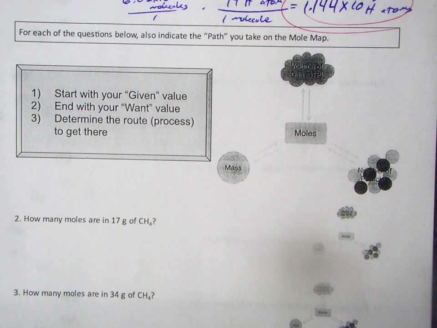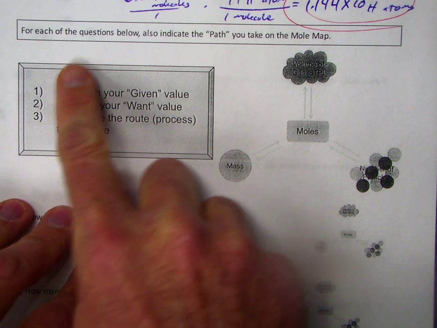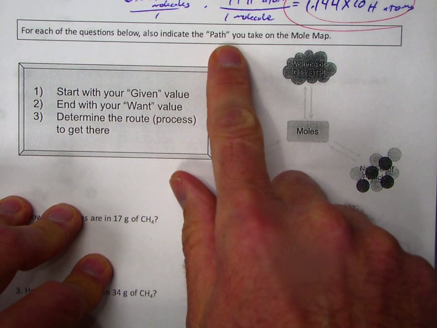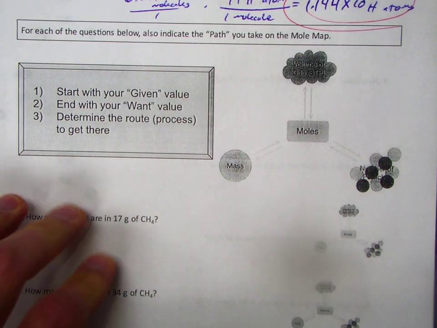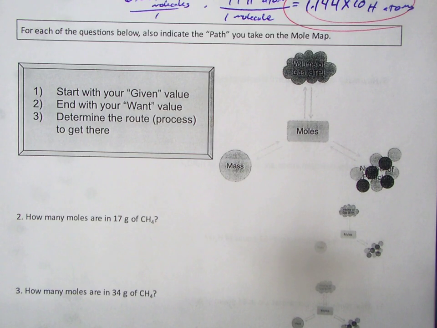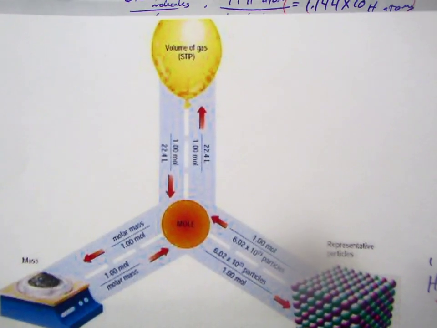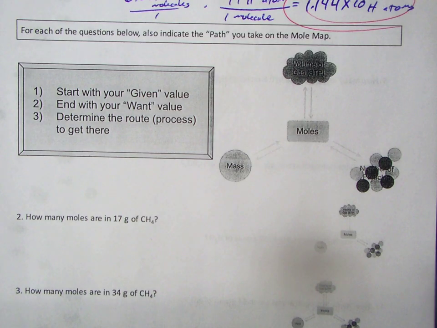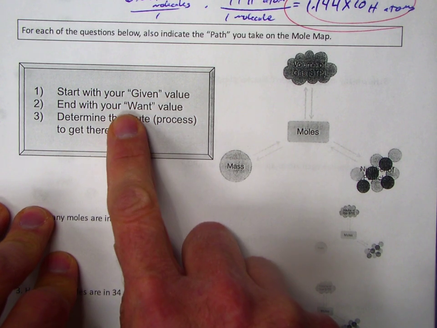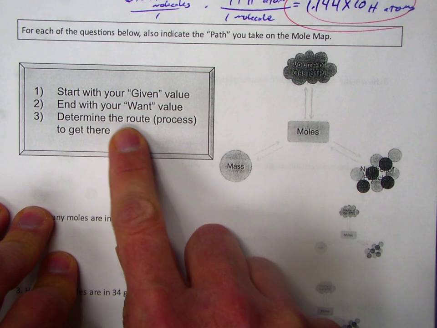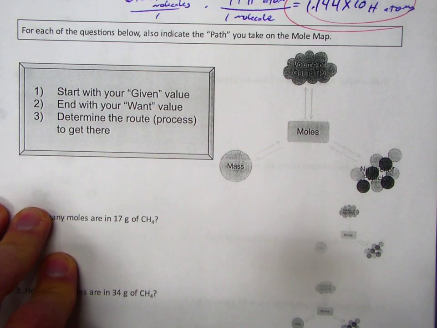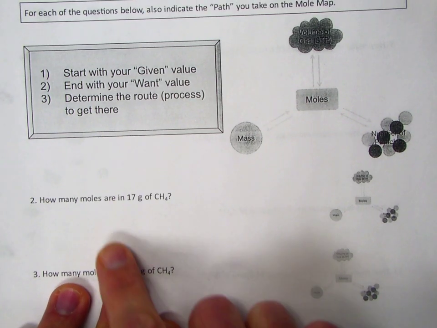Now for this next section of page 1, you'll notice on the correctives it does ask you to indicate the path you take on the mole map. So we're going to need to have your mole map available. For the sake of this video, I have this one here in color, and you can see the different segments and the numbers a little bit easier. Start with your given value and end with your want value and determine the route or the process to get there. So let me show you this first example.